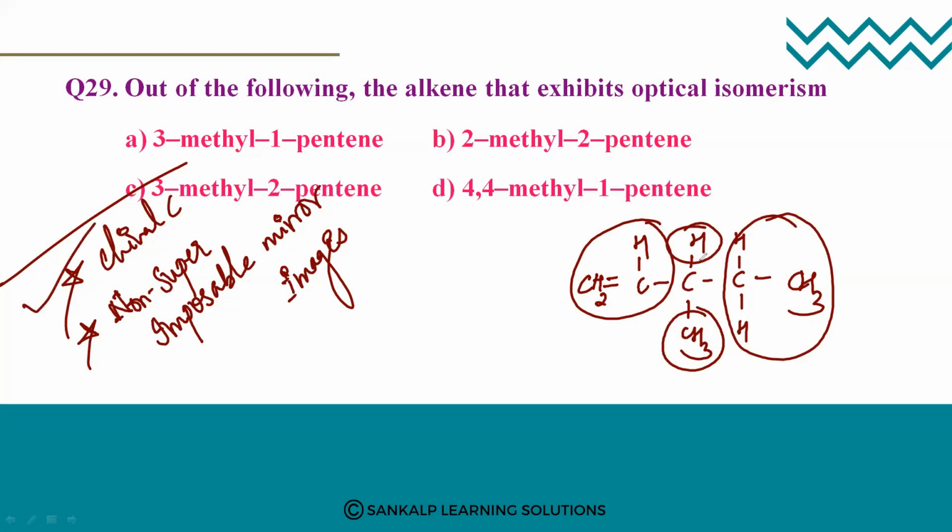Second is what? If you put a mirror image, will it be superimposable? Yes, okay, it will be non-superimposable. So the alkene which exhibits optical isomerism is option number A. Okay. So option number A is the right answer.